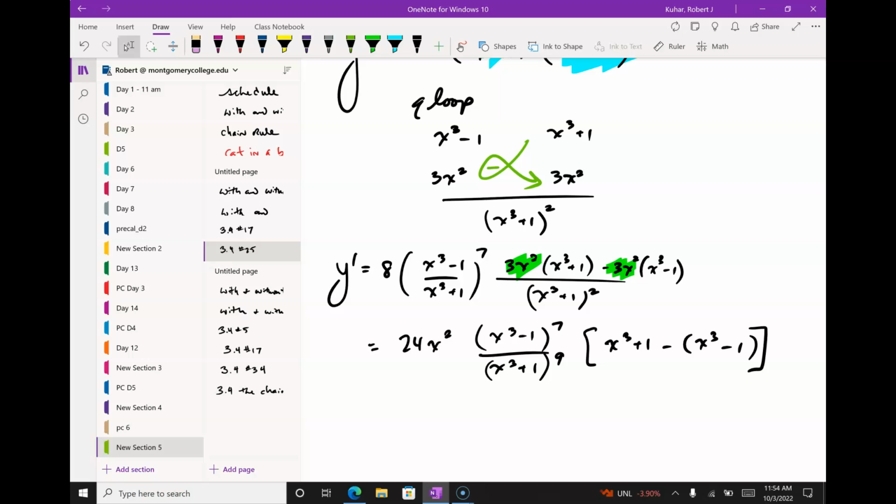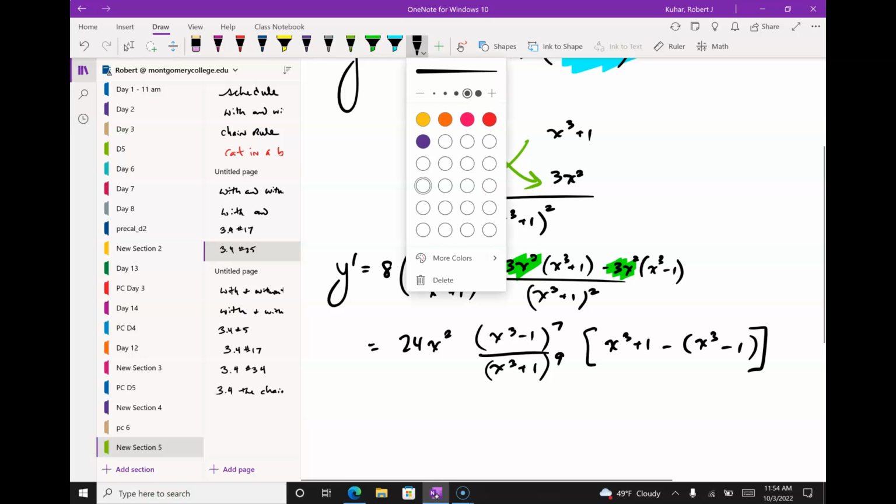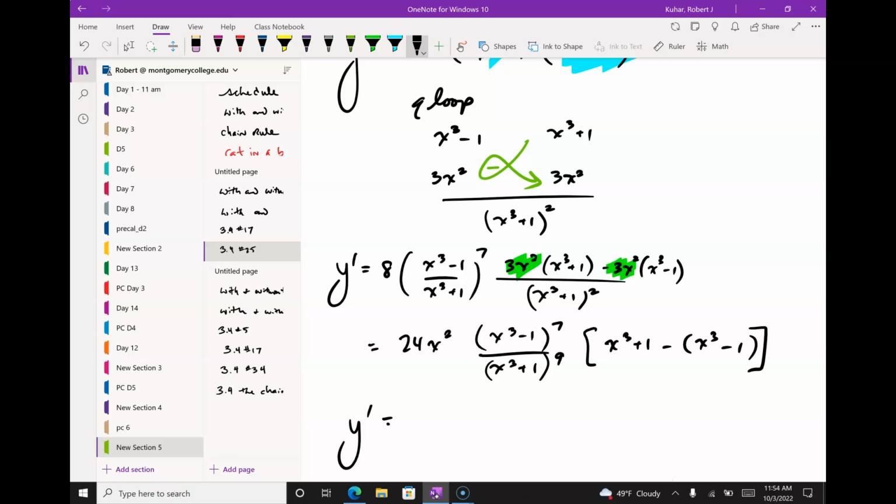You'll see a lot of places on your test where I put parentheses in that you missed. So look for that. Try and be careful. It looks like I'm going to get a 2 out of that. So here's my y prime: 48x squared times x cubed minus 1 to the 7th over x cubed plus 1 to the 9th. Done.